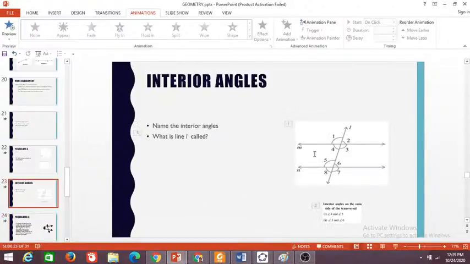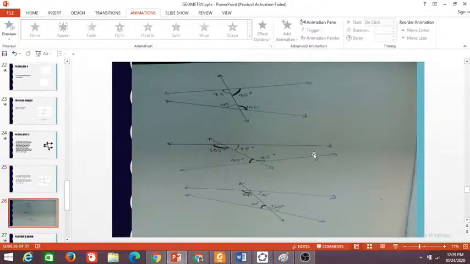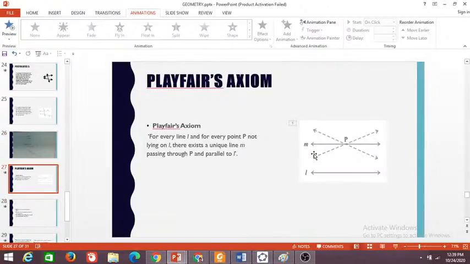So, thank you, Ramya. Thank you, ma'am. Yeah, then next we saw Playfair's axiom, right? An equivalent form of postulate 5. And who can tell me Playfair's axiom? Anyone can try. What do you remember about Playfair's axiom? Let me name someone.